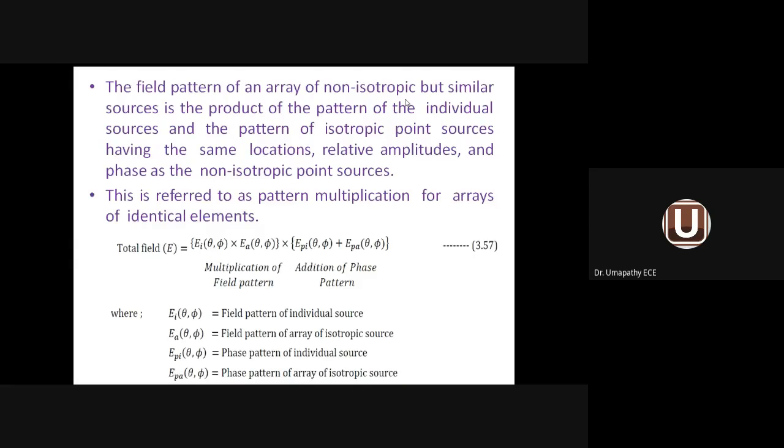I am going to take the radiation pattern of one antenna. That is the first parameter. Second parameter, I am going to take the radiation pattern of the reference antenna, the isotropic antenna, which is readily available. Now I am going to multiply both the radiation patterns, and I will get the radiation pattern of the given antenna array. Once again, I will explain.